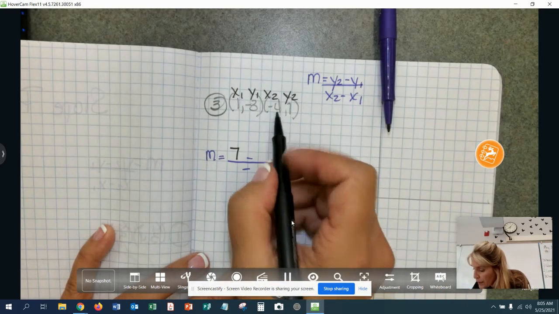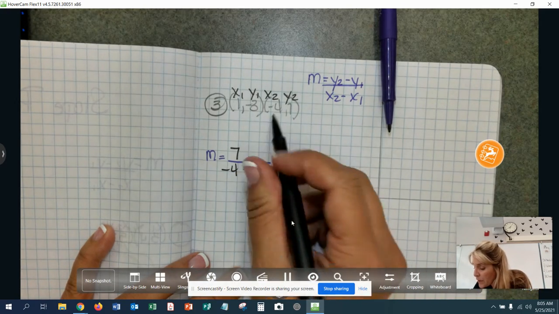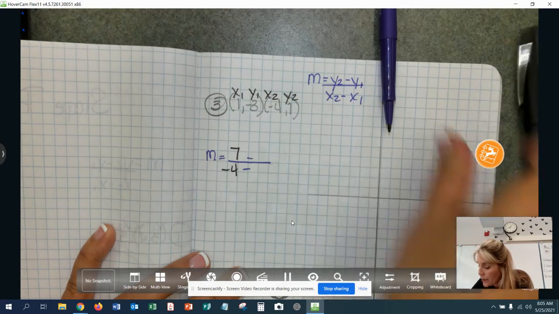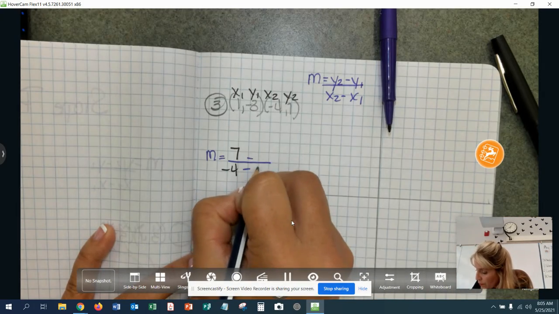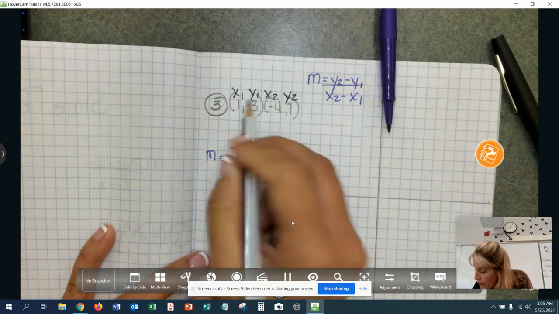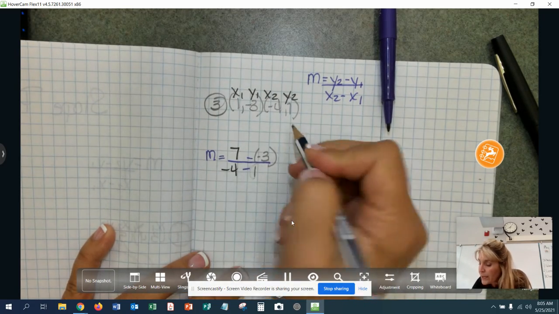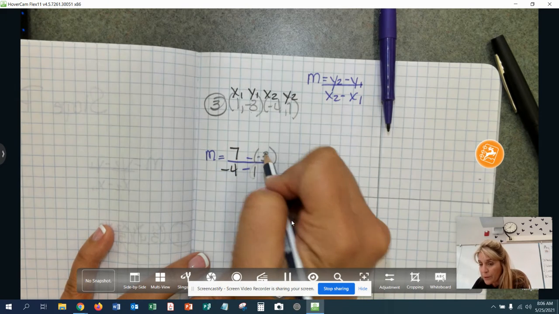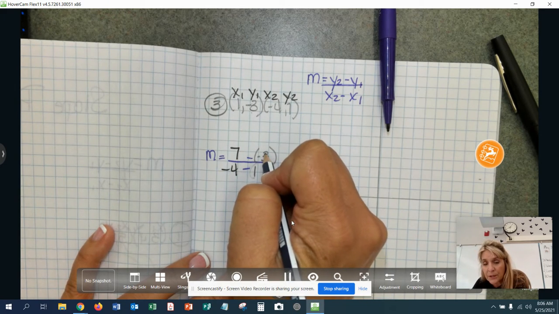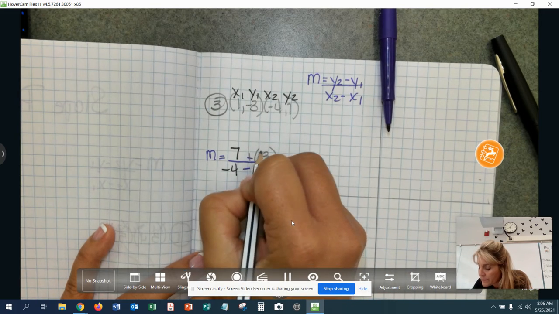7. Yeah, and then -4. Ooh. Things got weird for a second. And then I'm plugging in the other y's and the other x's. So this is going to be -3. And this one is 1. Now, if you notice, this is a -3. So I put it in parentheses because it's going to make 2 negatives to make a positive. So this becomes a positive here.